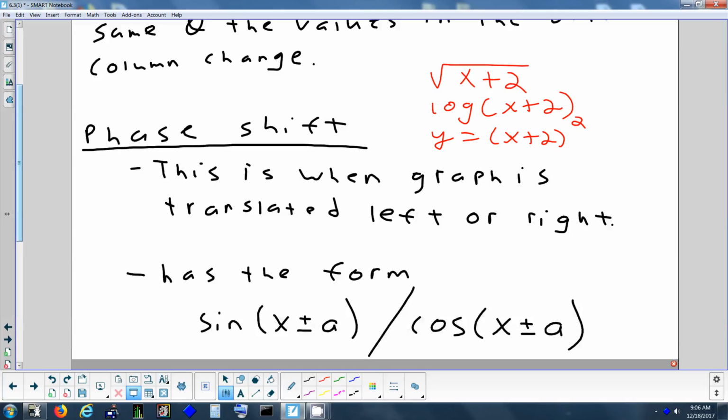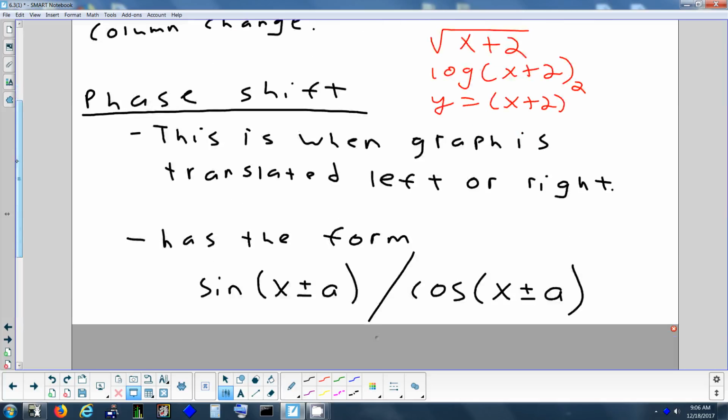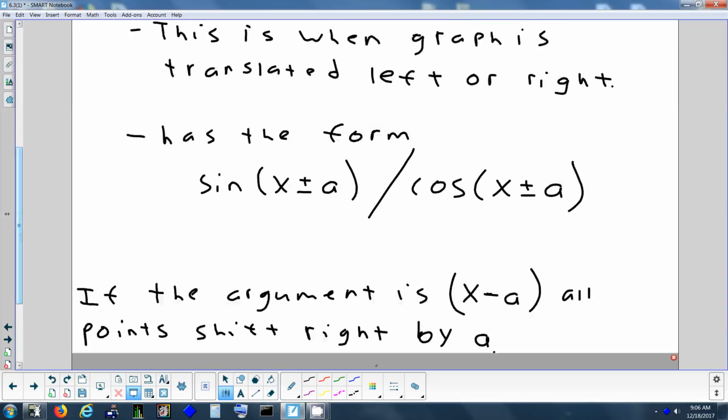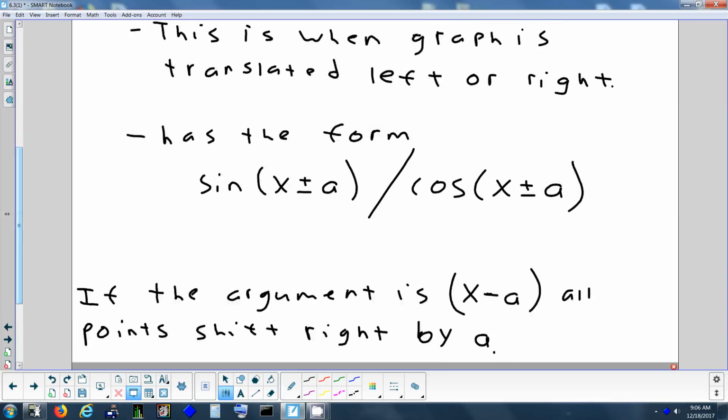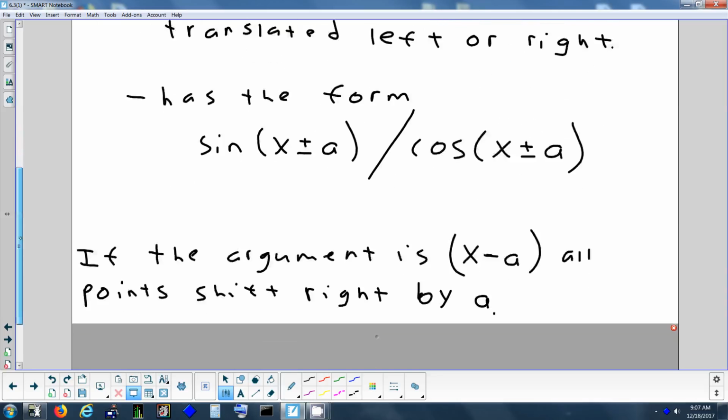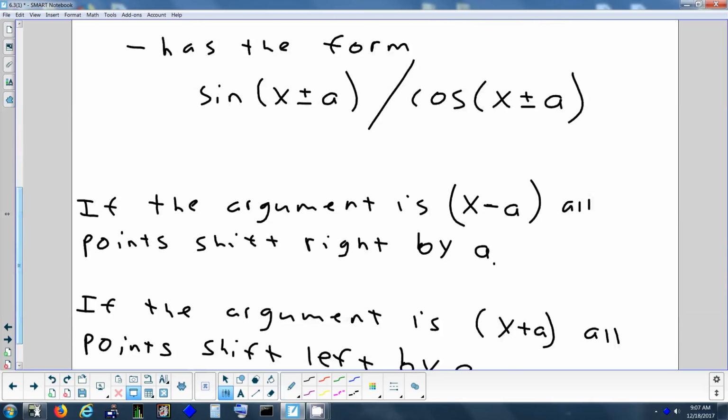Well, it's exactly the same for sine and cosine. If you add or subtract inside parentheses, that's a horizontal shift. And it's the opposite of what you would expect. Everything that's horizontal is always the opposite. Plus is going to shift left, minus is going to shift right. That part you should already know from all the transformations we've studied all year. But minus will shift right, plus left.